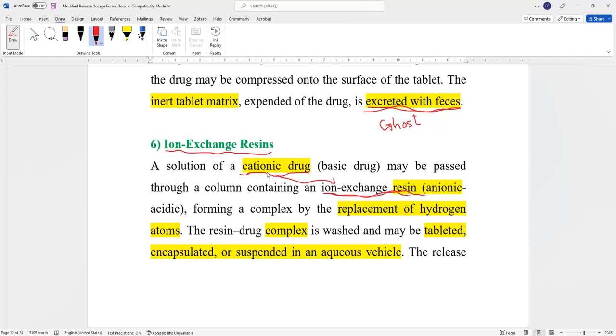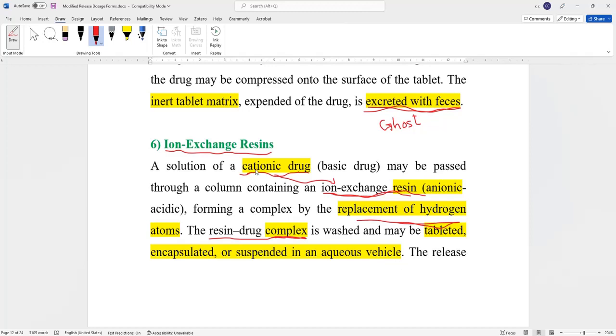Okay? So if you have a cationic drug, then you use an anionic or acidic resin. Why? Because you want to prepare a complex. What happens here? The cationic drug will go to the resin and replace the hydrogen on the resin, and it will form a complex called a resin-drug complex. This can be washed and made into a tablet, or encapsulated, or suspended in an aqueous vehicle, whatever. Then you have this complex of resin and drug.